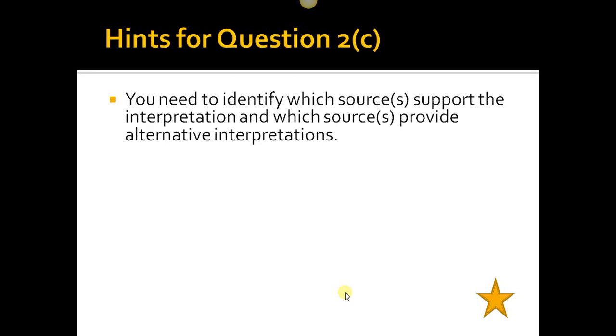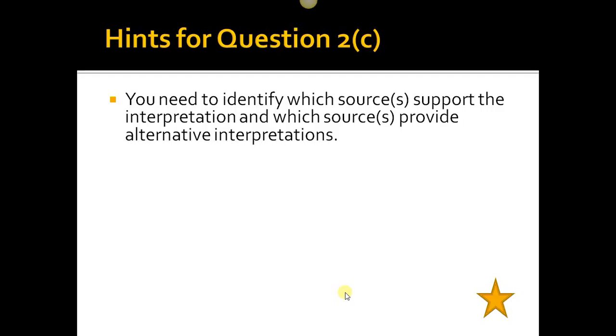You need to identify which source or sources support the interpretation which they've already given you. Okay, so as you're reading this, you can give a tick. Yes, that one does, that one doesn't, and that one doesn't. It could be the top two don't and the last one does. It could be the first one does, the second one doesn't, and the last one does. I don't know which mixture it's going to be. And so you need to identify which source support the interpretation that's been given and which source or sources provide alternative interpretations. So it isn't as hard as it first appears.